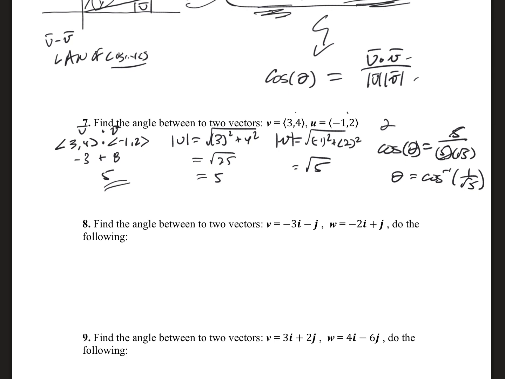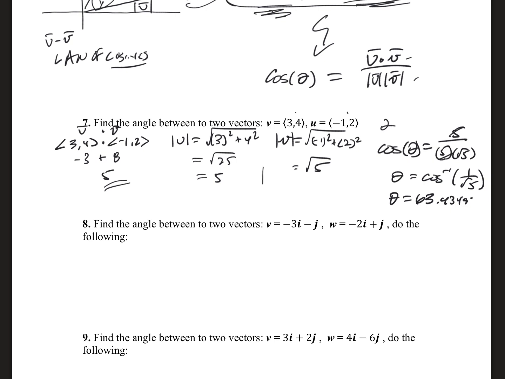So when I go to my Desmos, I'm digging it out. So when I go to the Desmos here and do the inverse cosine of 1 divided by the square root of 5, what I end up finding is that theta is 63.43, 63 point 43, 49 degrees.